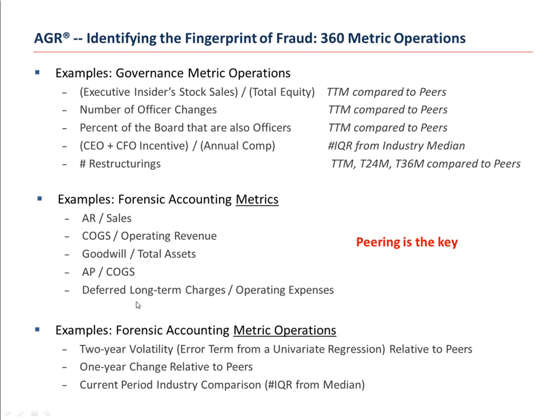First of all, just taking ratios does nothing. The public market, the equity market, has consumed ratios. All that information has been gleaned. What you have to do is take a learning algorithm on top of these metrics in order to get information. And so the guts of our model are what we call metric operations. There's a 2-year volatility operation, there's a 1-year change relative to peers operation, and then the current period industry comparison, where we look at the number of interquartile ranges from the median. The second thing to remember, again, peering is the key. Without a proper peering system, you cannot compute metric operations that are meaningful.